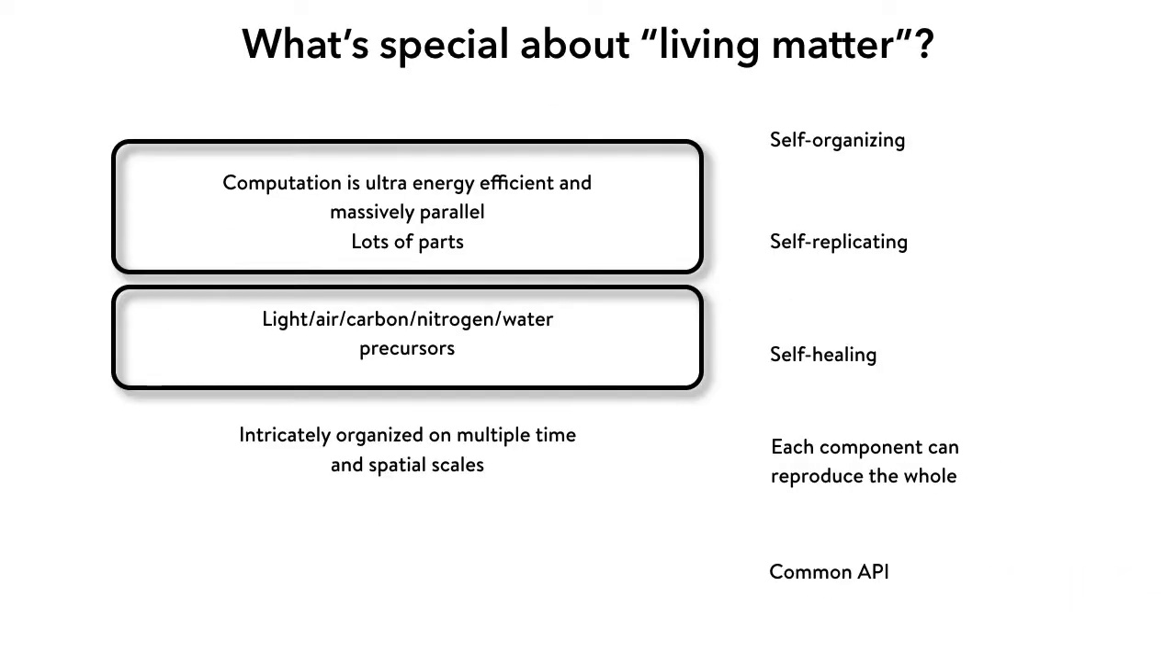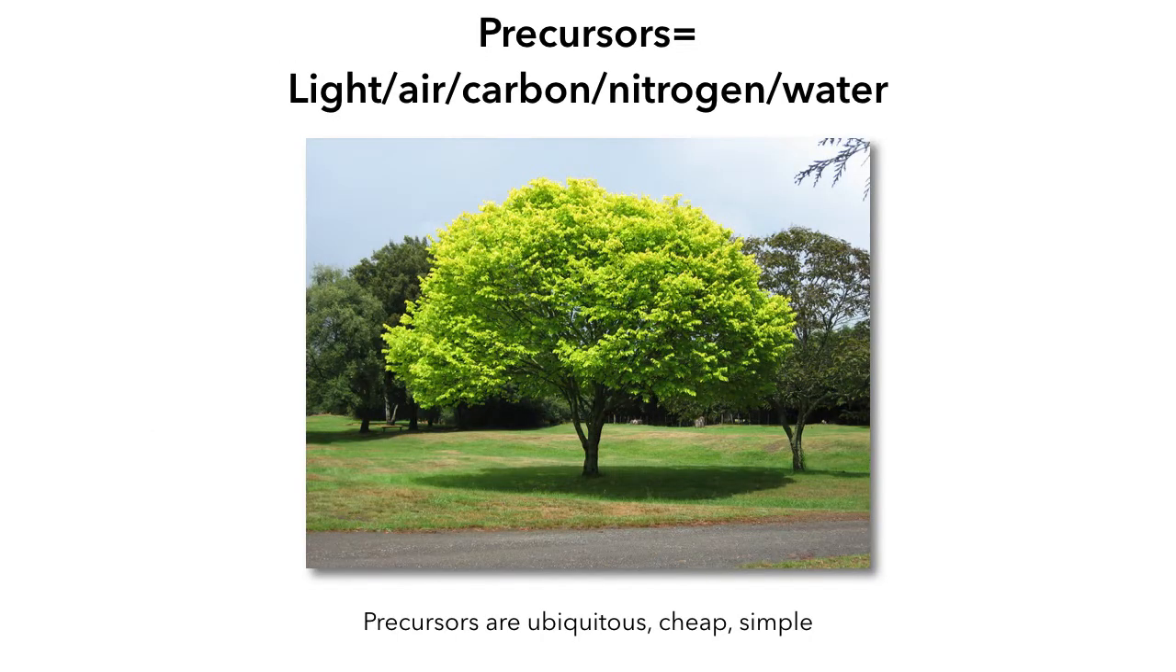How difficult is it to make living matter compared to some of the other things we're familiar with? What do you need to make a tree? Light, air, nitrogen, carbon, water. These precursors are ubiquitous and they're cheap, and they're available anywhere on Earth that can sustain life.